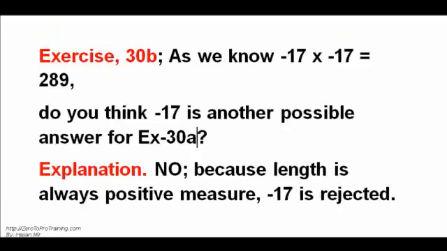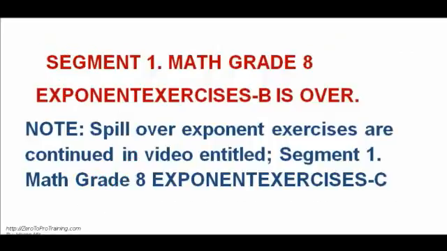Exercise 30b. Is minus 17 another possible answer for x? No, minus 17 times minus 17 is 289, but length is always a positive measure. Minus 17 is rejected. See image.